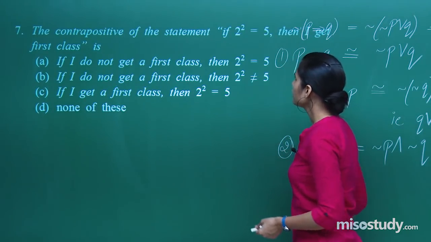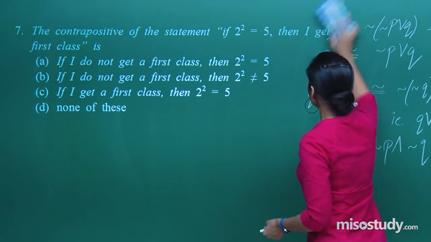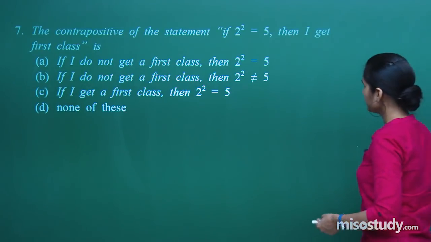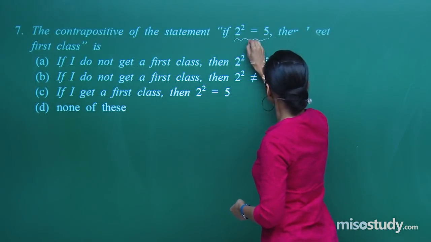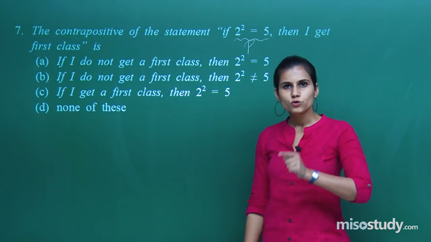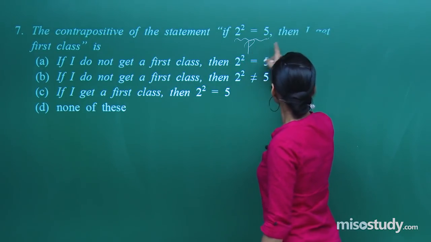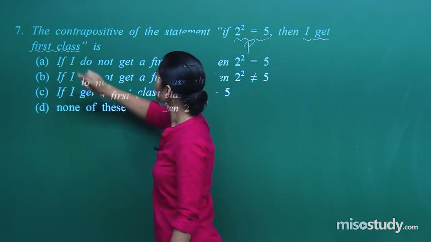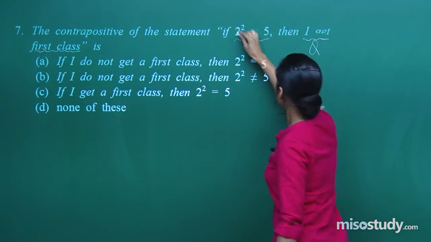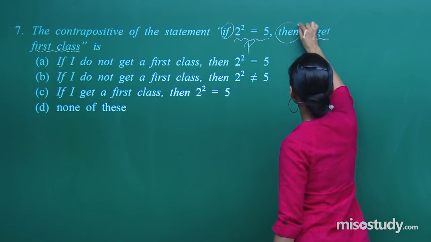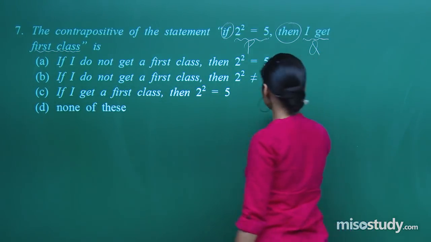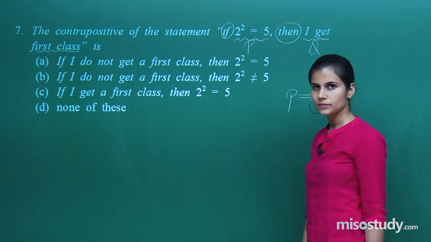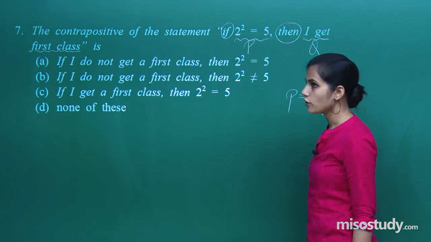The contrapositive of the statement: if 2 square is 5... So this is one statement given to you. P is the statement 2 square equals 5. If P, then I get first class, which is Q. So you have if P, then Q given to you. P implies Q is given to you, and you are asked what is the contrapositive of this statement.